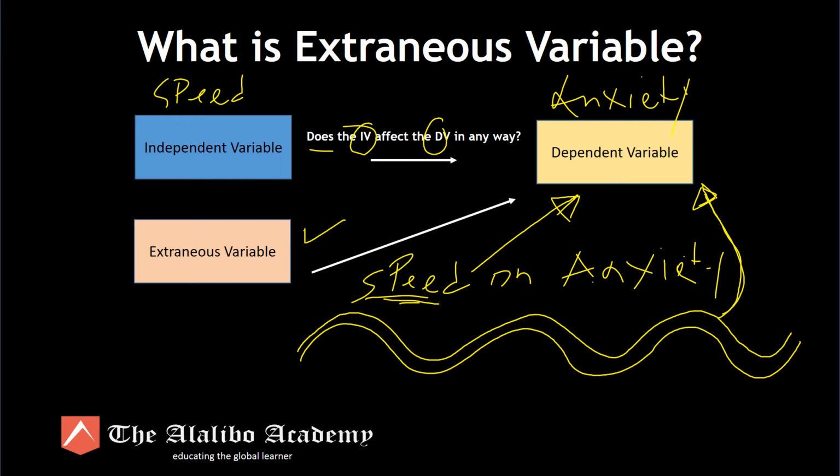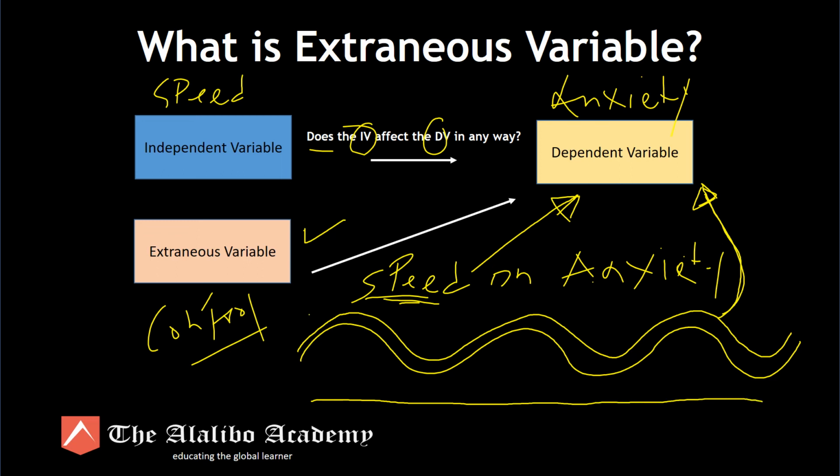So what do you do then? You have to control for the extraneous variable. It has to be controlled. And maybe you can gauge the impact of speed on the anxiety level of the passengers when the train is on a flat surface, when the train is not on a terrain that is likely to be responsible or contribute to a rise in anxiety.